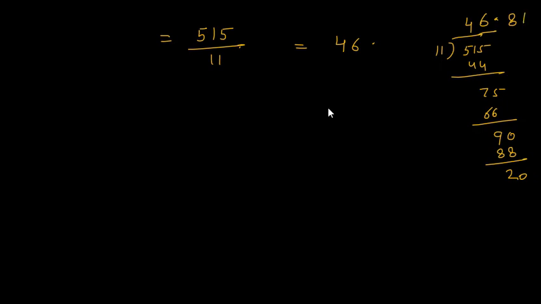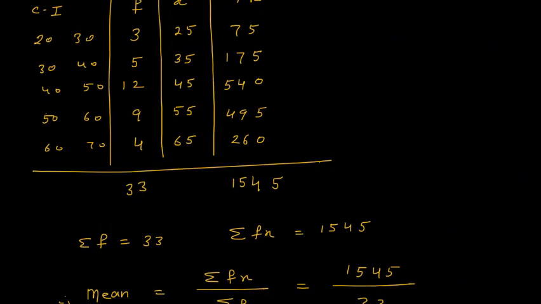So this is equal to, up to 1 decimal place, we will write this value as approximate. In place of this we use the approximate sign, and here the answer is 46.8. 46.8 is the mean value from this histogram. Okay, this is your 21st question.